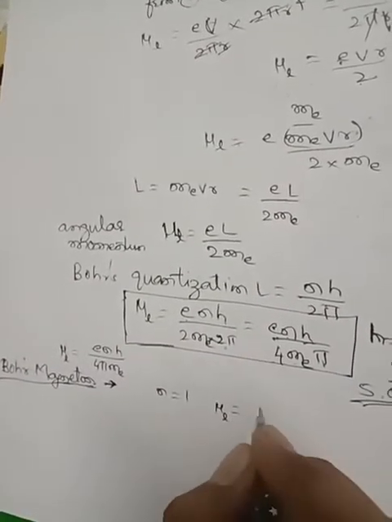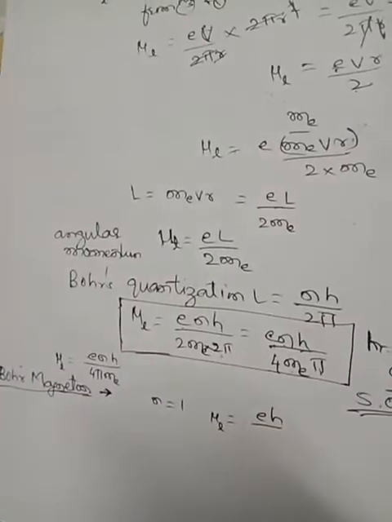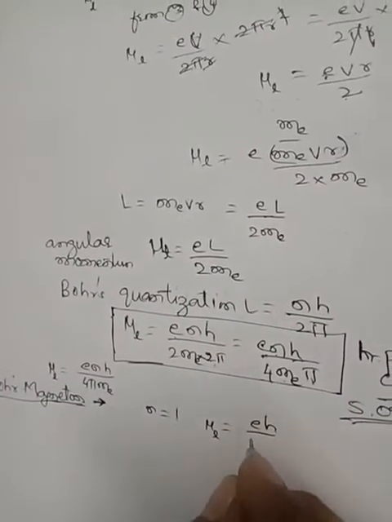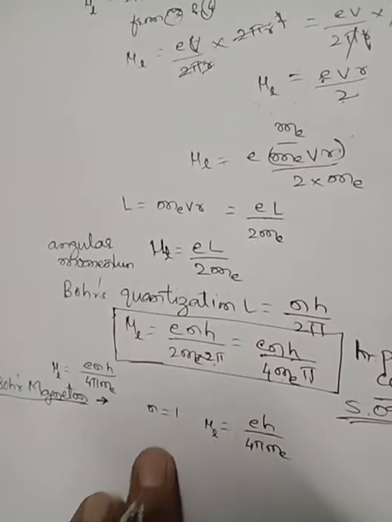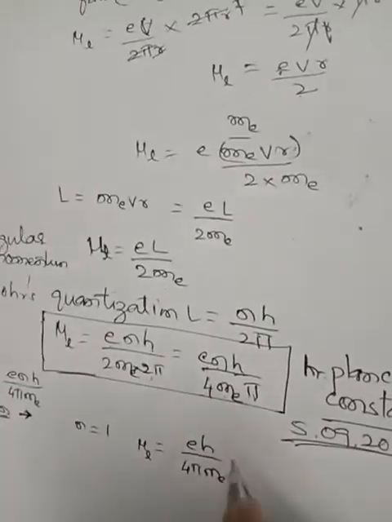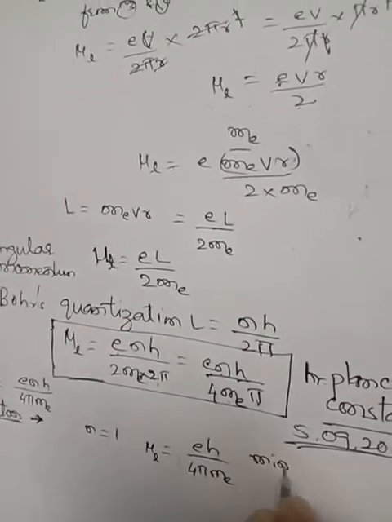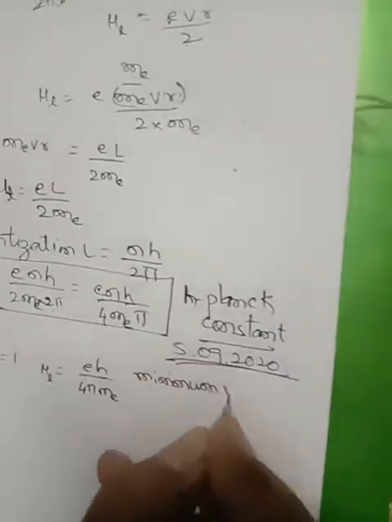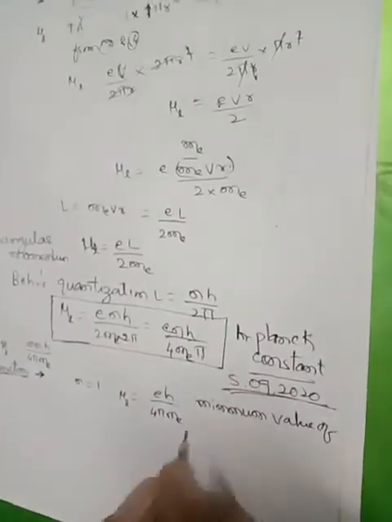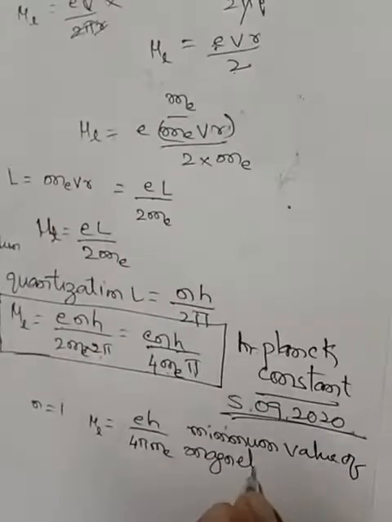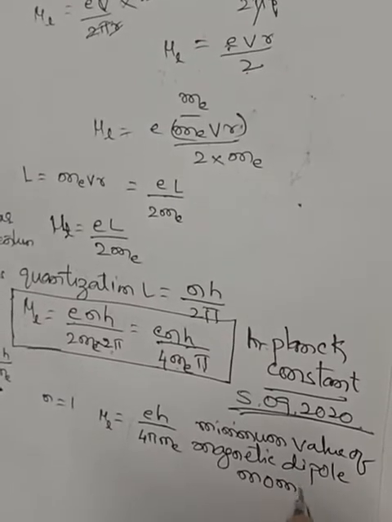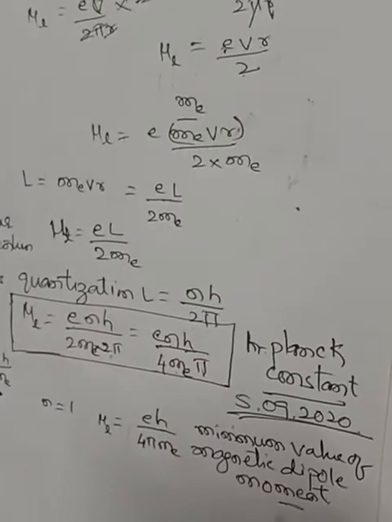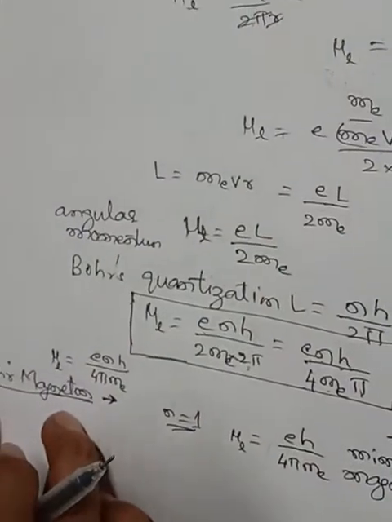Mu L is equal to eh upon 4 pi me. This is called the minimum value of magnetic dipole moment. When will this be minimum? When n is equal to 1. This relation is called Bohr magneton.